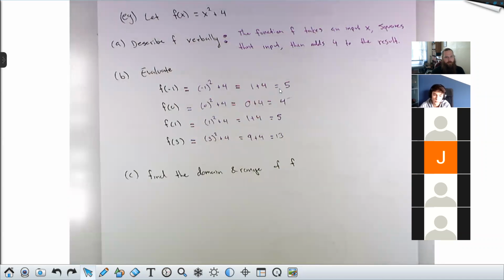So f of -1 is 5. F of 0 is 4. F of 1 is 5. And f of 3 is 13. Any questions on what we've done here?